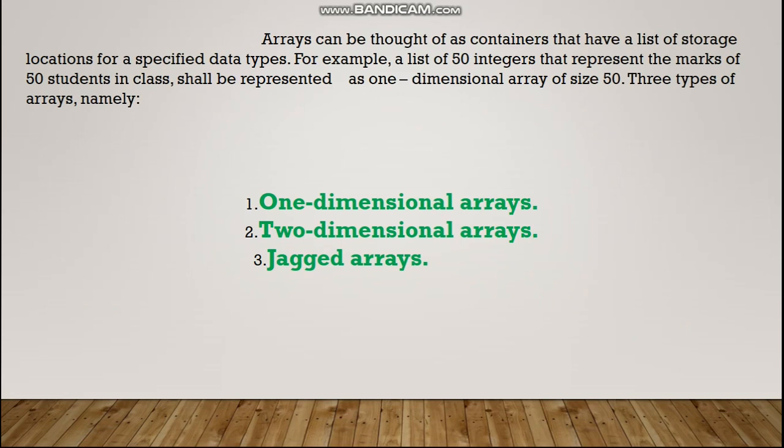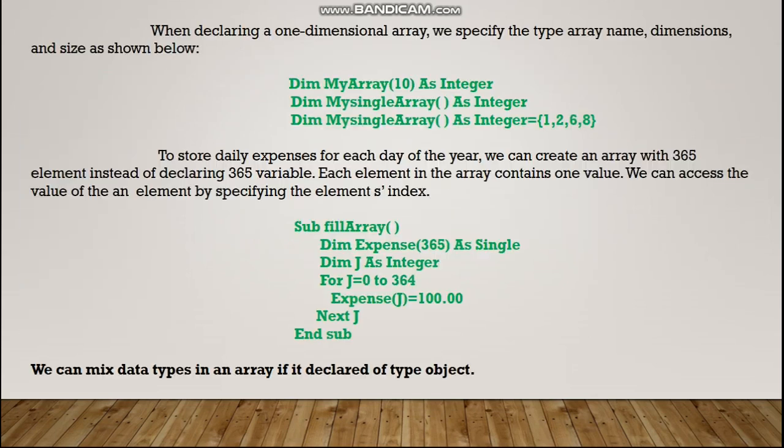For example, a list of 50 integers that represents the marks of 50 students in a class can be represented as a one-dimensional array of size 50. There are three types of array: one-dimensional arrays, two-dimensional arrays, and jagged arrays. One-dimensional arrays.